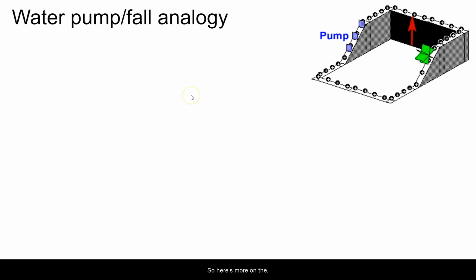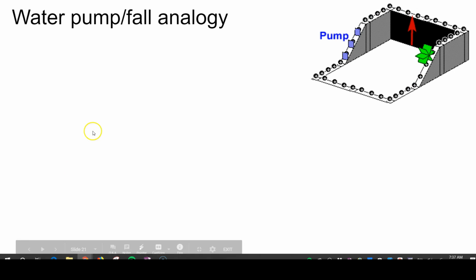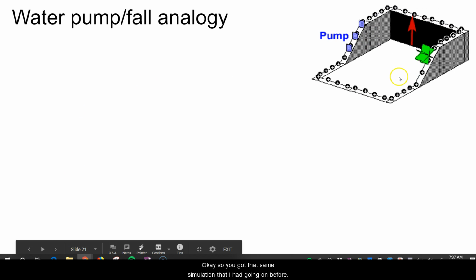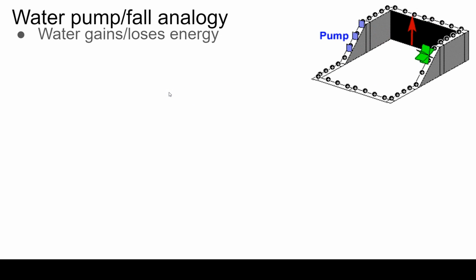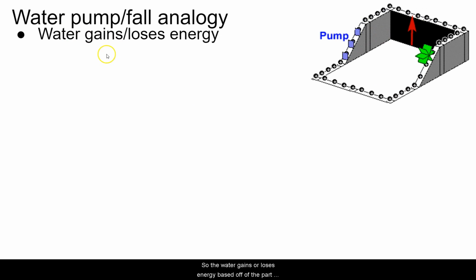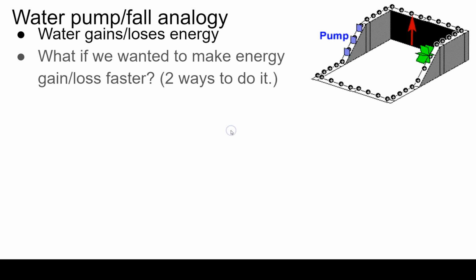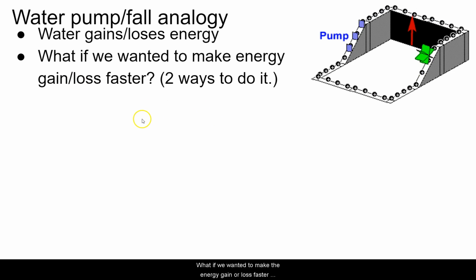So here's more on the water pump analogy. Okay, so we got that same simulation that I had going on before. The water gains or loses energy based off of the part of the circuit that it's at. What if we wanted to make the energy gain or loss faster? There are two ways we can do this.